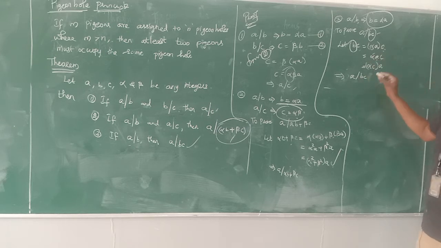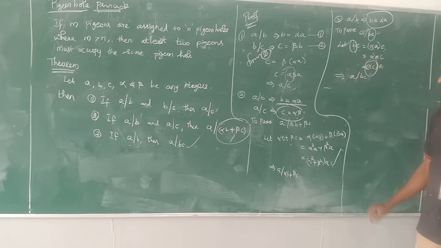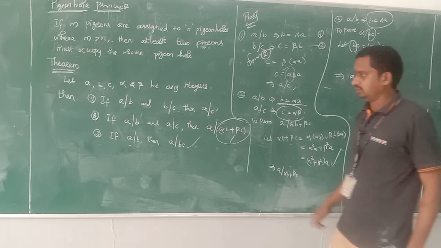Now in the solution part, we can split alpha a into c and write it as alpha c into a. We know alpha c is some integer. So the left side bc can be written as a given bc. So it is a simple theorem.